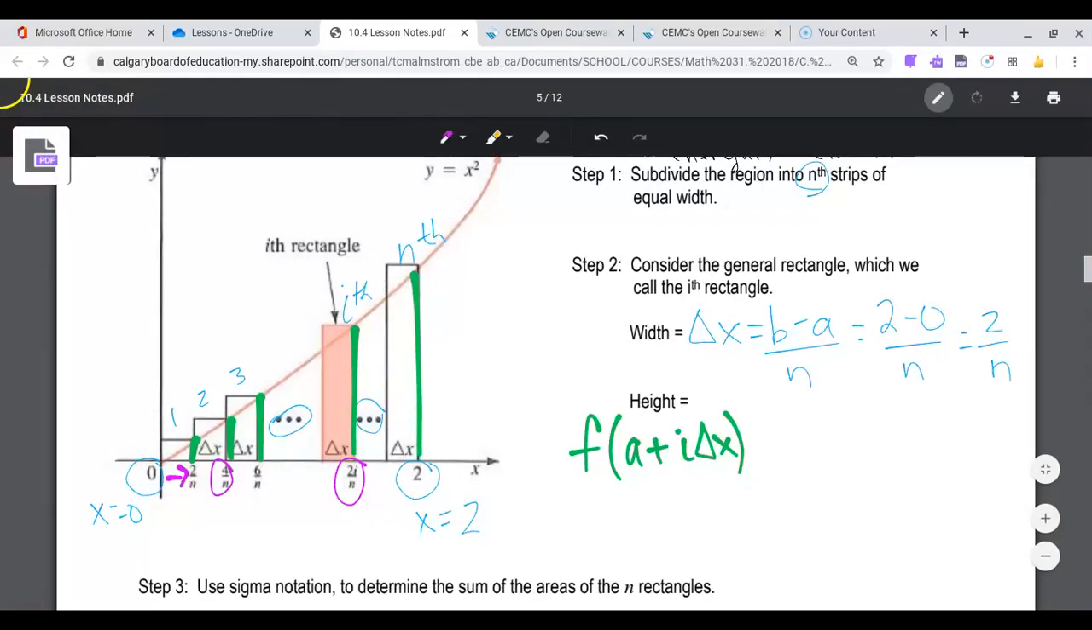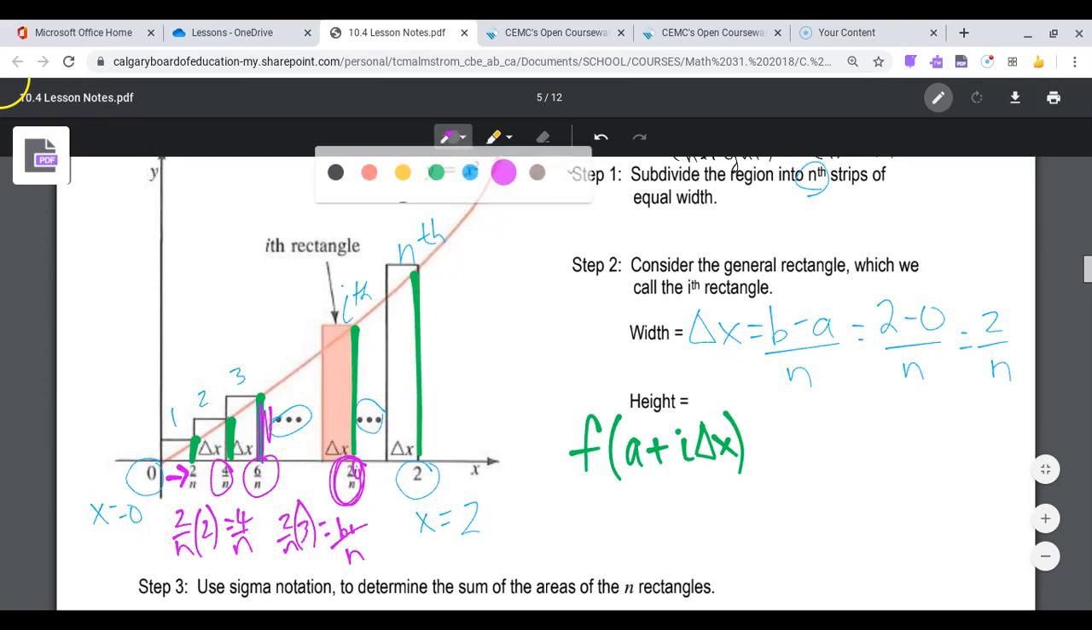So if you think about this, the second rectangle, 2 on n times 2 is 4 on n. And then the third rectangle came out to be 6 on n. So 2 on n is the width, times I need the third boundary for this height, which would be 6 on n. Okay, so if I get to this one in the middle, how do I represent it? Well, i represents the third rectangle, the fourth rectangle, the fifth rectangle, somewhere in the middle.